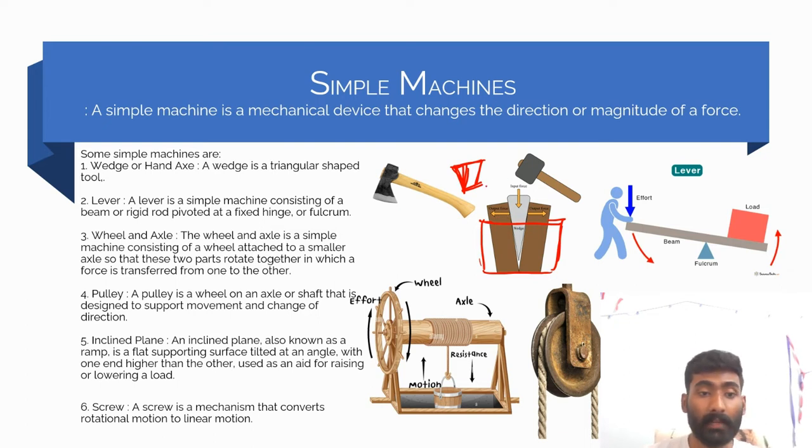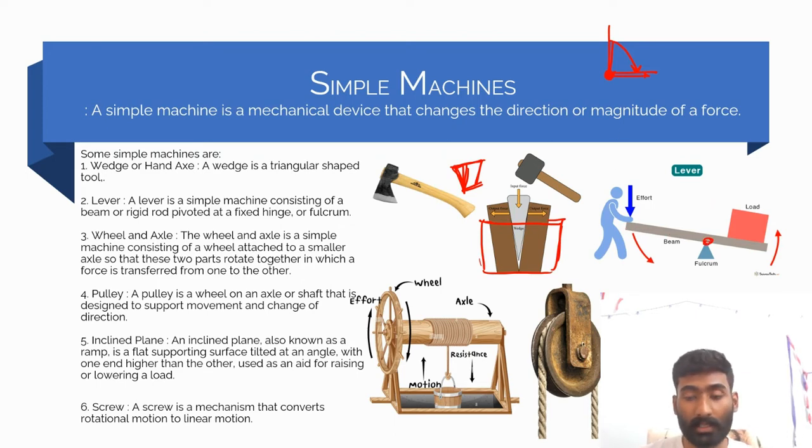Lever. A lever is a simple machine consisting of a beam or rigid rod pivoted at a fixed hinge or fulcrum. Let's see the hinge. When you open a door, like this is a door, you open it, and it moves around the same point. This is the same axis, called the hinge or fulcrum, as here in this picture.